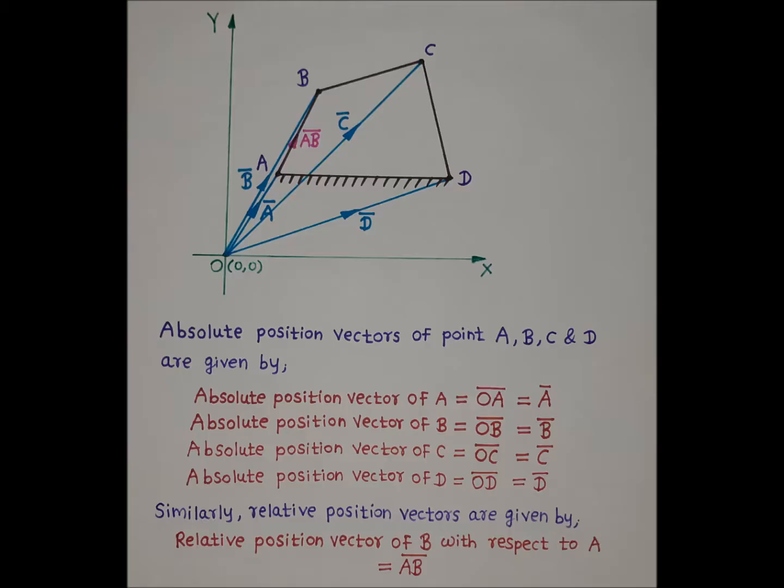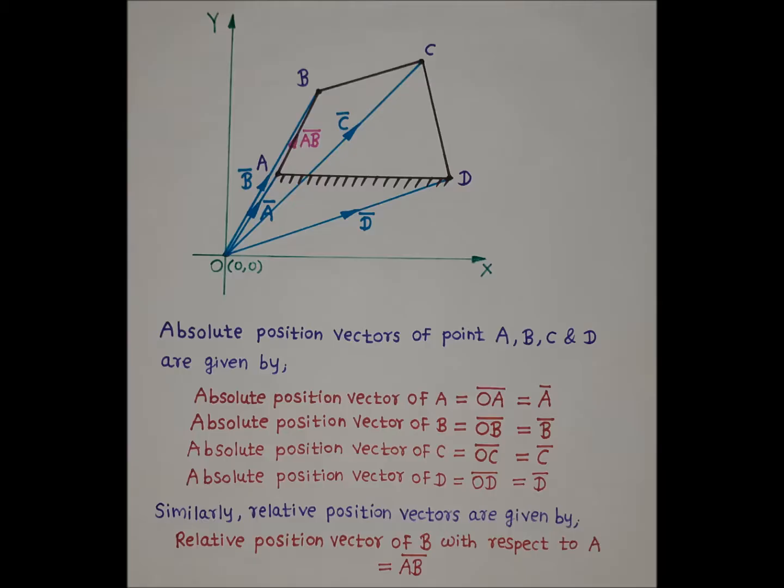You can notice in this mechanism that vector AB bar is shown in pink color. What is it representing? It is a relative position vector. It is representing the position of B with respect to A, and for that we have used this notation AB bar. Once again, we should be very clear with the notation.